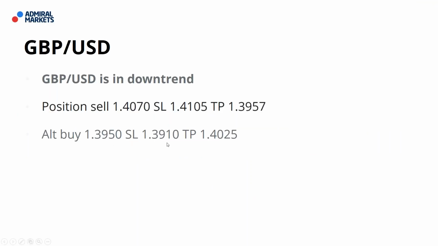GBP dollar, downtrend, guys. Sell 40.70. Stop 41.05. TP 39.57. Alternative buy 39.50. Stop 39.10. TP 40.25.